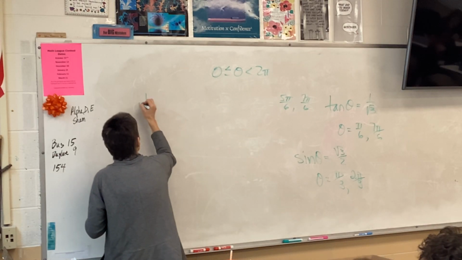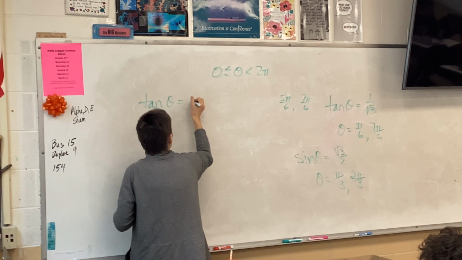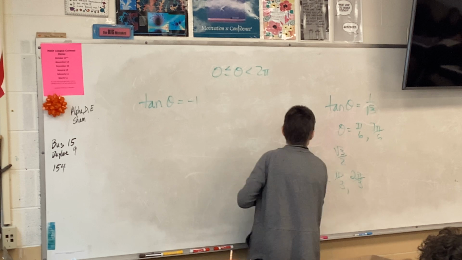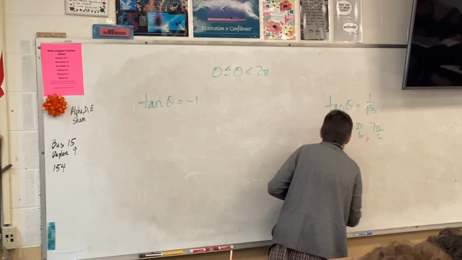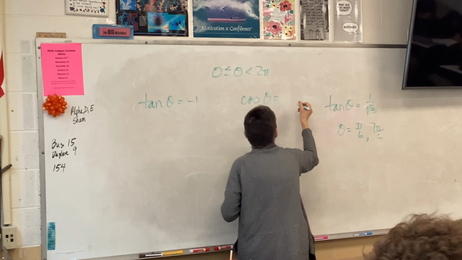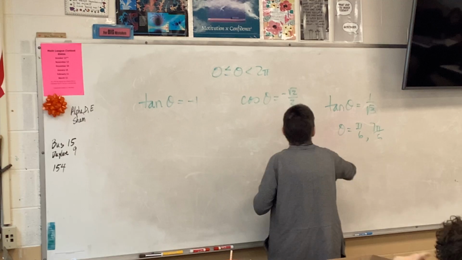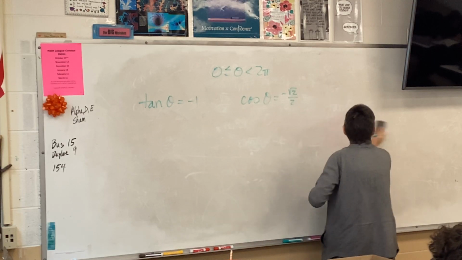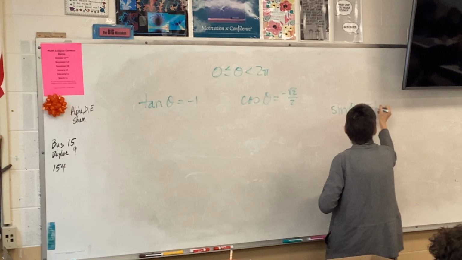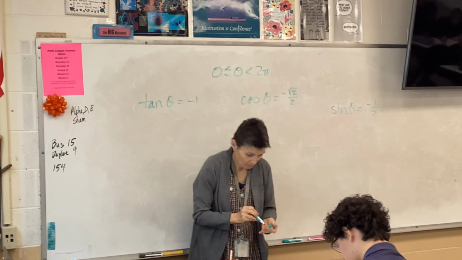All right, let's do a tangent. Tangent is negative 1. Oh, we may have already done that. And cosine is negative root 2 over 2. And sine is negative. All right, see if you can come up with those.